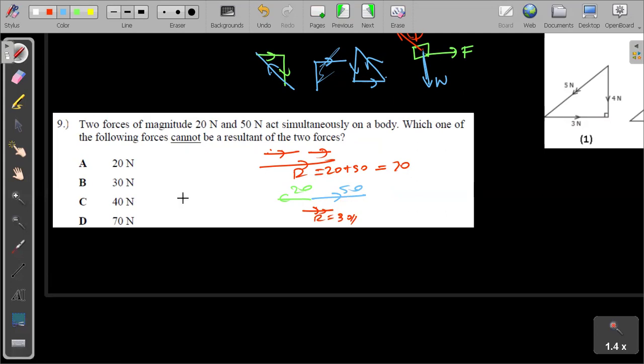The smallest is 30. The biggest is 70. So your range should include 30 and 70 or anything in between. 20 cannot be, 30 can, 40 can, in between, 70 can. This is the answer.